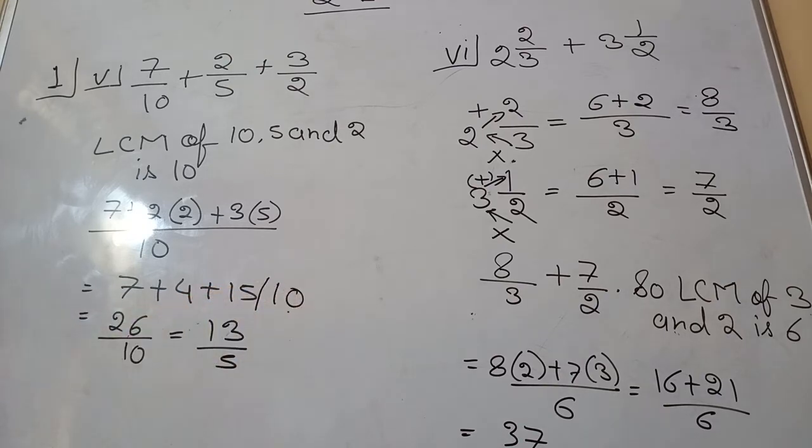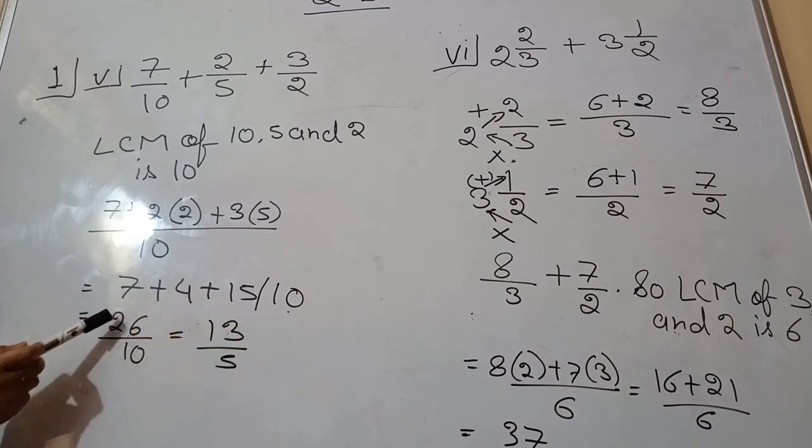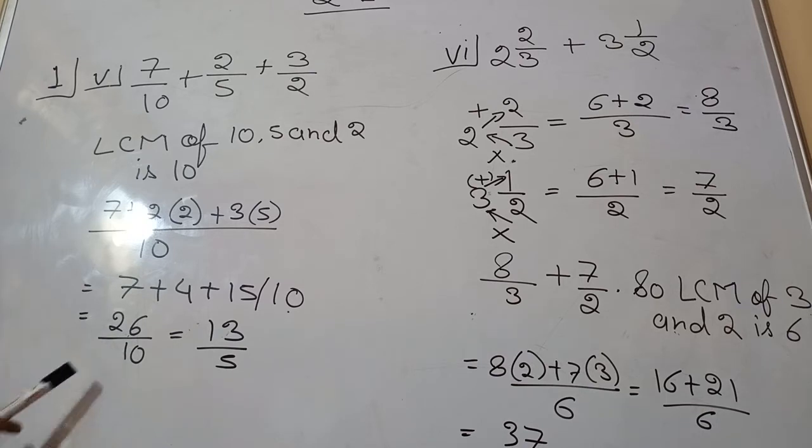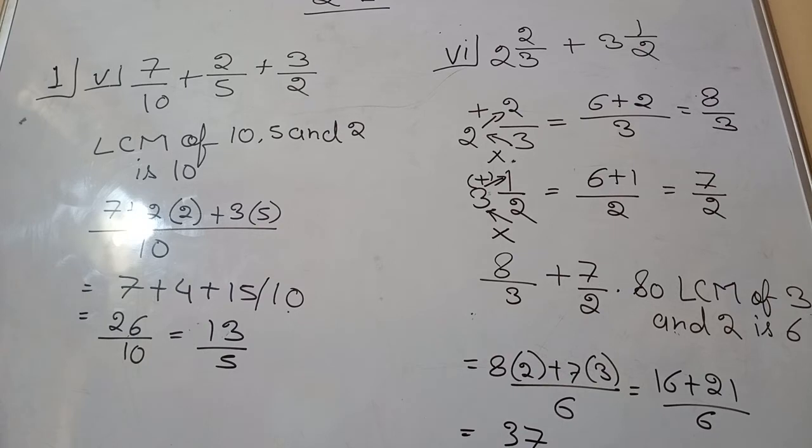So see, 7 plus 4 plus 15 gives us 26 upon 10. Both are multiples of 2, meaning both can be divided by 2. So 2 13s are 26 and 2 5s are 10. So at last, after simplification, what resultant did we get? We got 13 by 5.